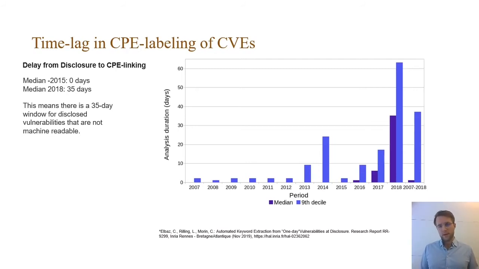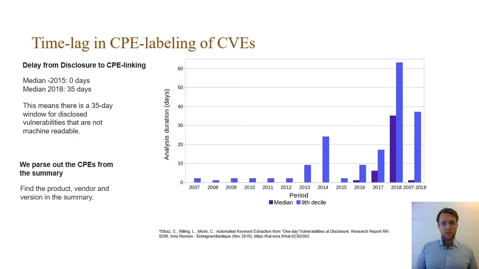So what we want to do is parse the summary and see what softwares we find in the summary and what version ranges we find in the summary, to see if we can link those to the results from the software composition analysis and find those newer vulnerabilities.